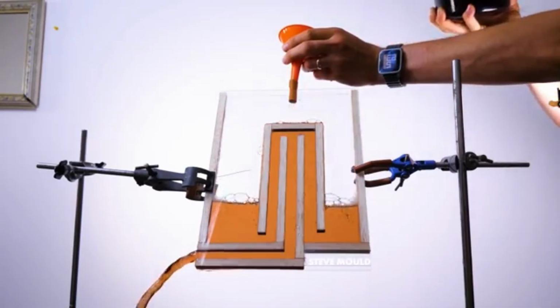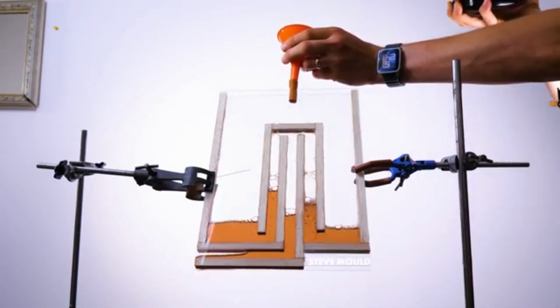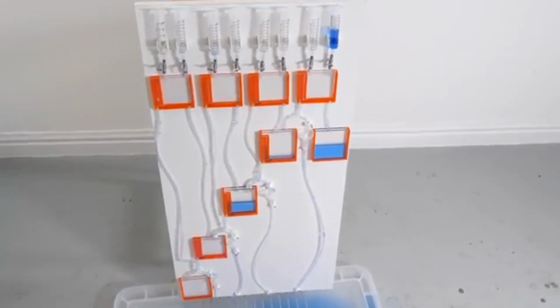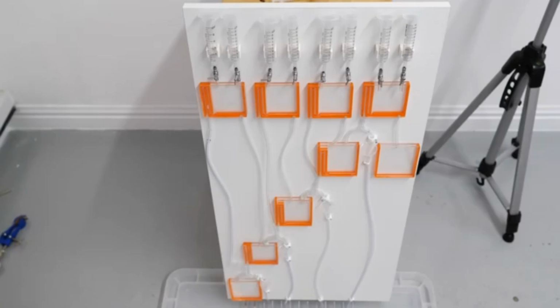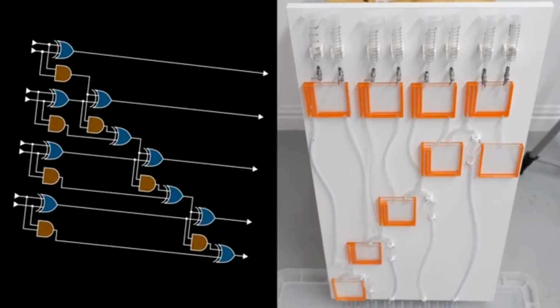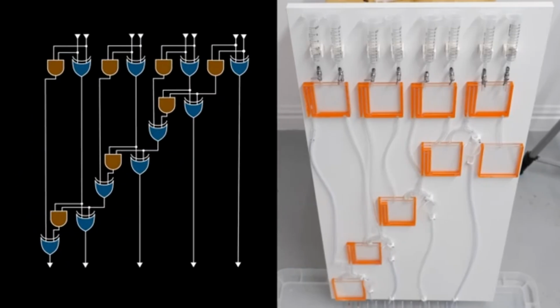Water pressure. This represents binary signals, 0 and 1. For example, no pressure equals 0. Pressure present equals 1. Reservoirs. These are like memory. They hold water until it's needed again in a calculation.